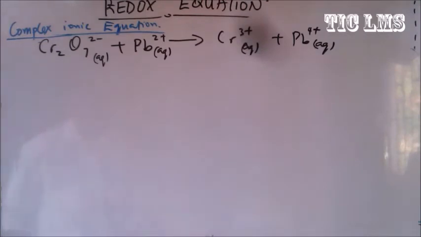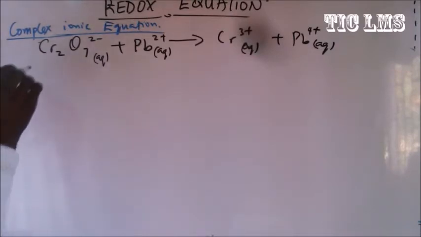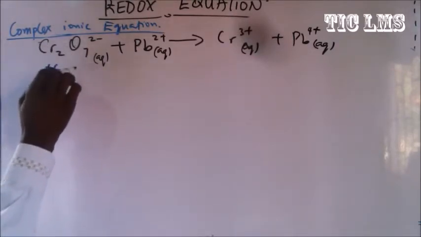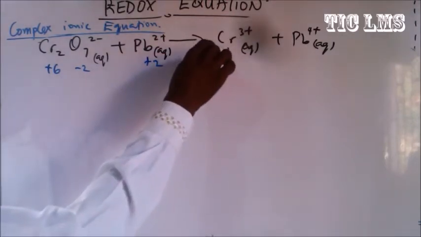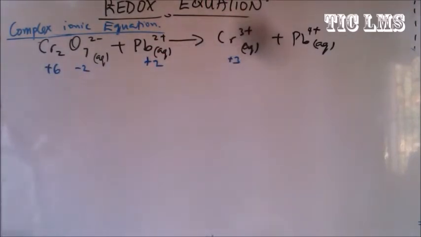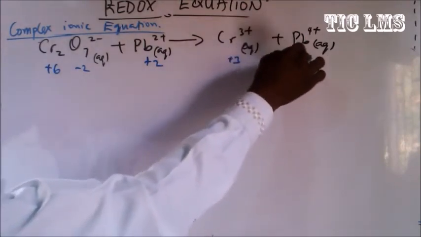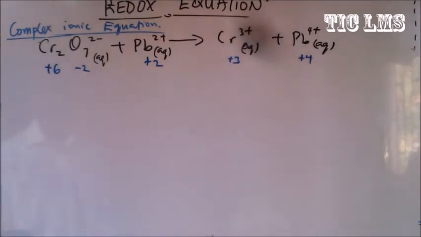Next, we want to balance this equation occurring in an acidic medium using the ion-electron method. So move step by step. First is to write the oxidation number of each of the elements. Here, chromium has an oxidation number of plus 6, oxygen has minus 2, lead has plus 2, chromium has plus 3, this is also chromium, and then this is lead, which is plus 4. Those are the oxidation numbers.